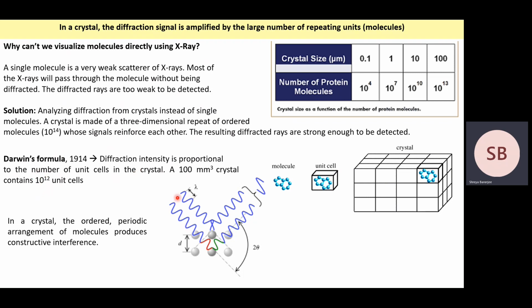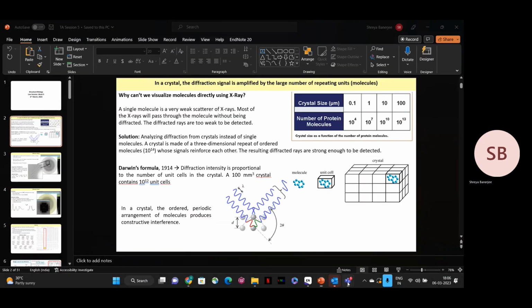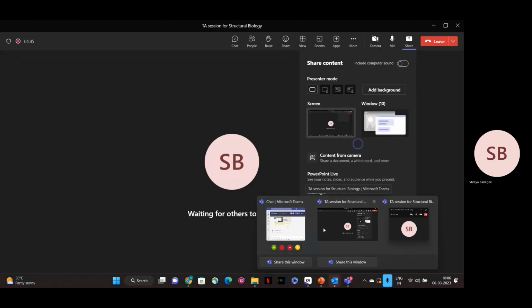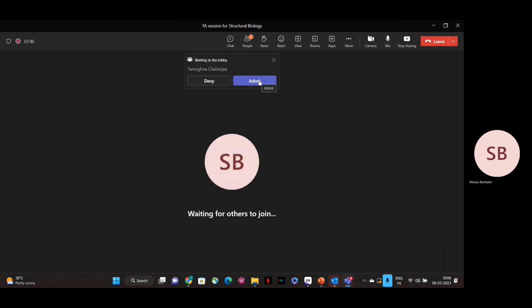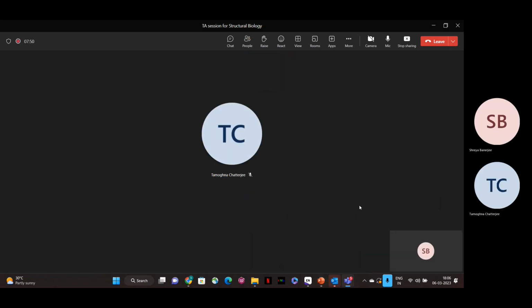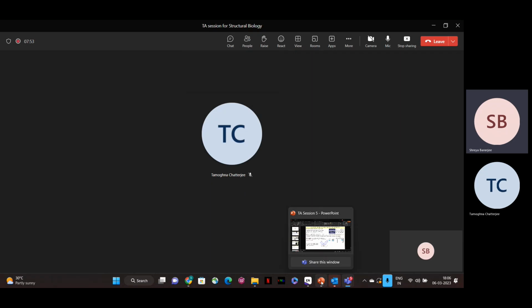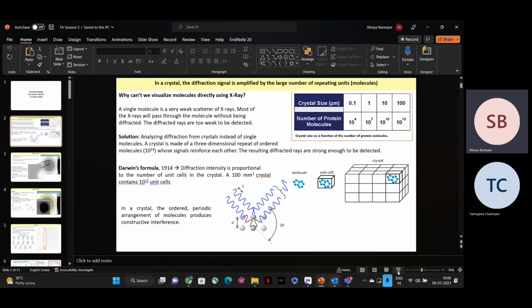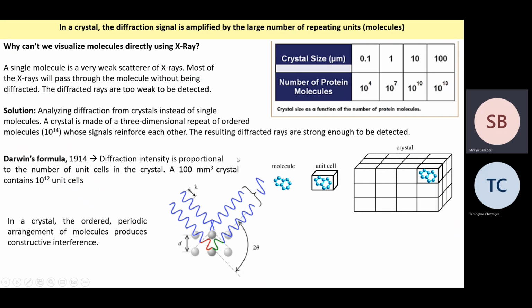Suppose this is the crystal, so in the crystal, there is an ordered periodic arrangement of molecules. One second, someone wants to join. I'll just admit them. Right, I'll continue. Please admit anyone else if they want to join.